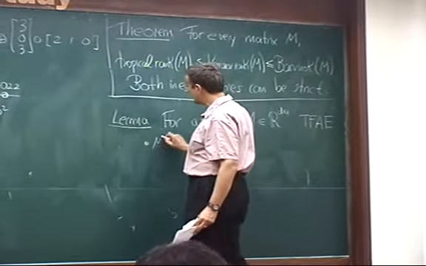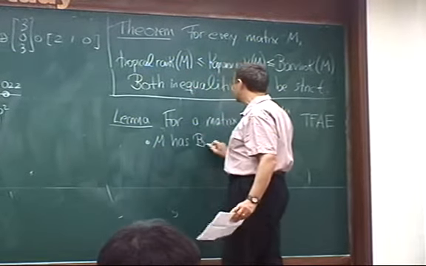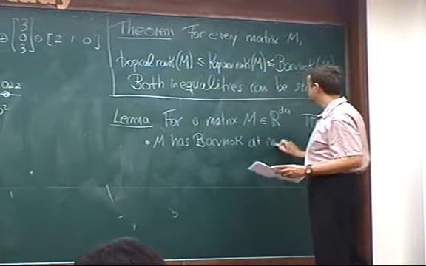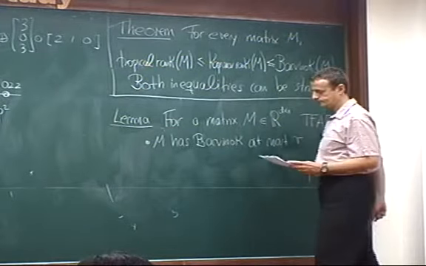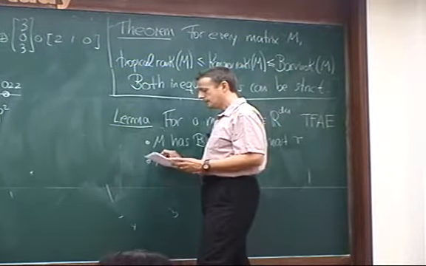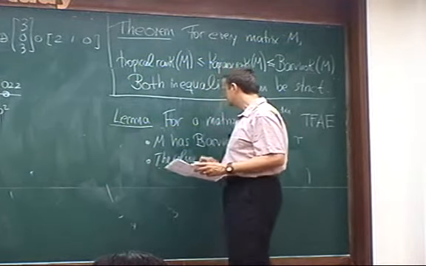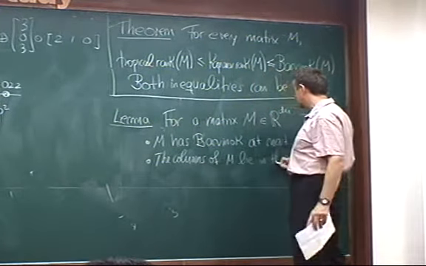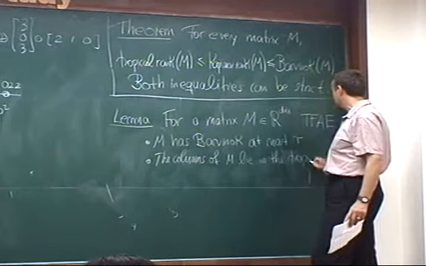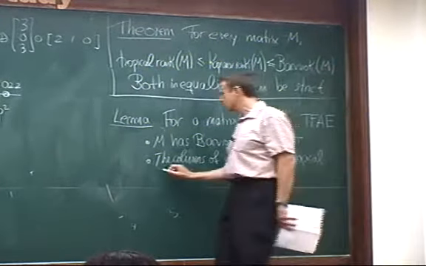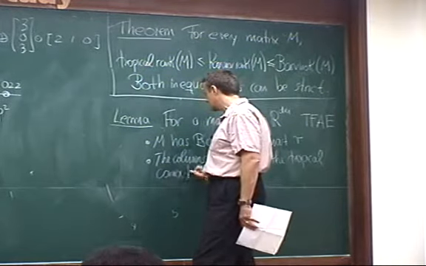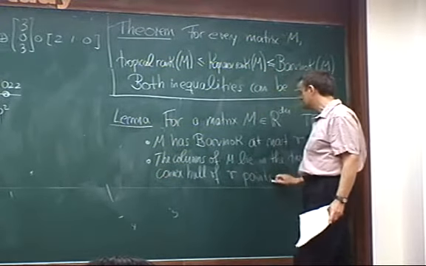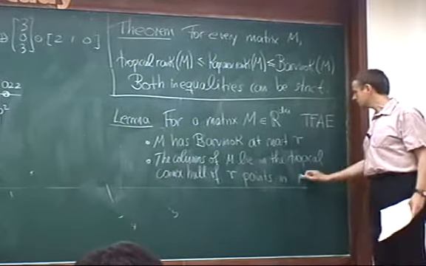So first condition, M has Barvinok rank at most r, and 2, the columns of M lie in the tropical span. Okay? Tropical span, which we call the tropical convex hull, of r points in d-dimensional space.